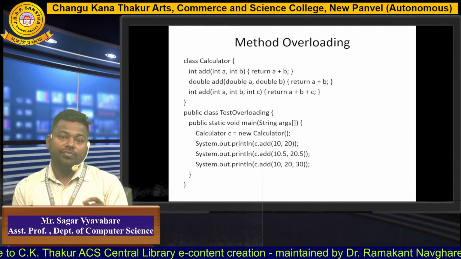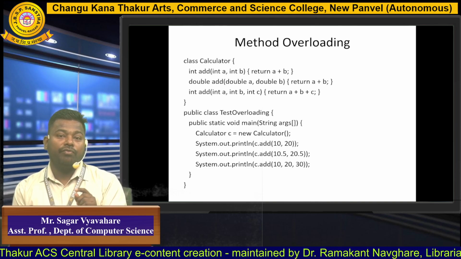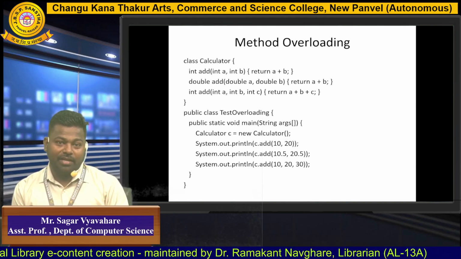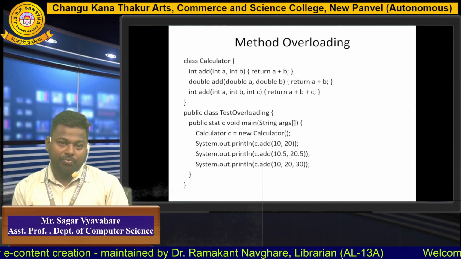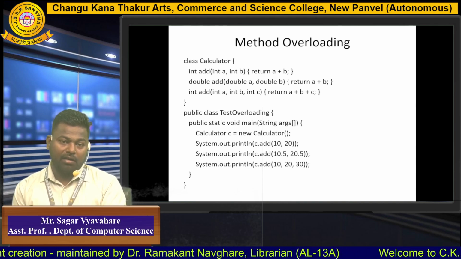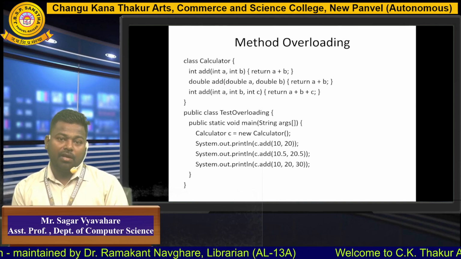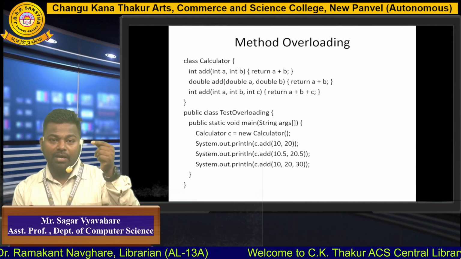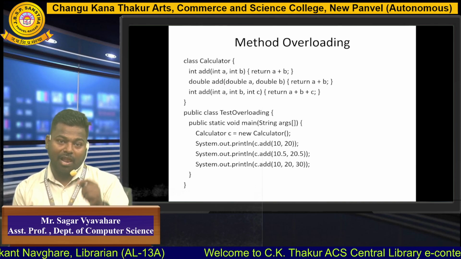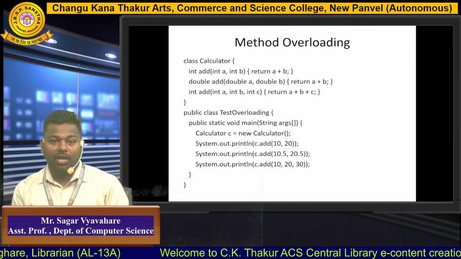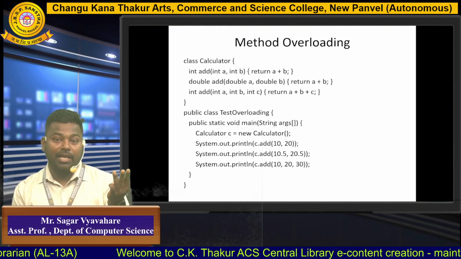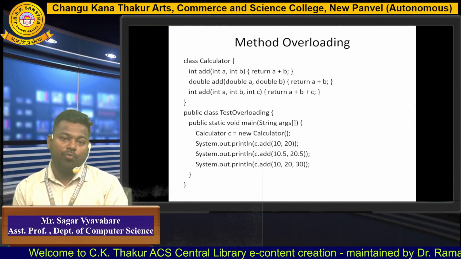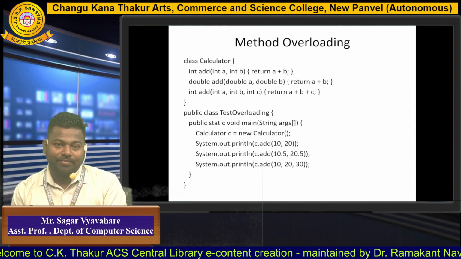The second one is c.add(10.5, 20.5). Now these are doubles, so it will call the second method, that is the double add method. And in the last line of this program, we are again calling the add method, but we are passing three parameters. So which method has three parameters? The last one in the Calculator class. So it will call the third method, which accepts three integers and will return the addition of three integers.